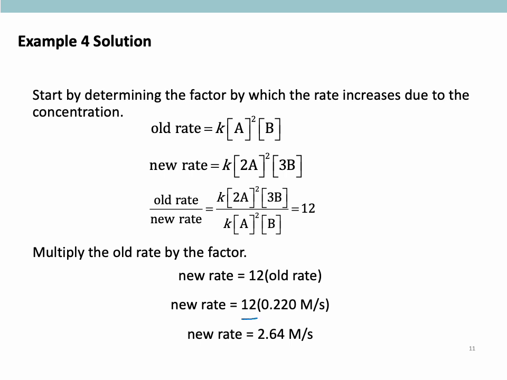You can see here, 12 times of this. You can do this like how it is shown here. Write the old rate, write the new rate, divide the two, take the ratio, and that gives you 12. Or you can just do this in your head like we just did.